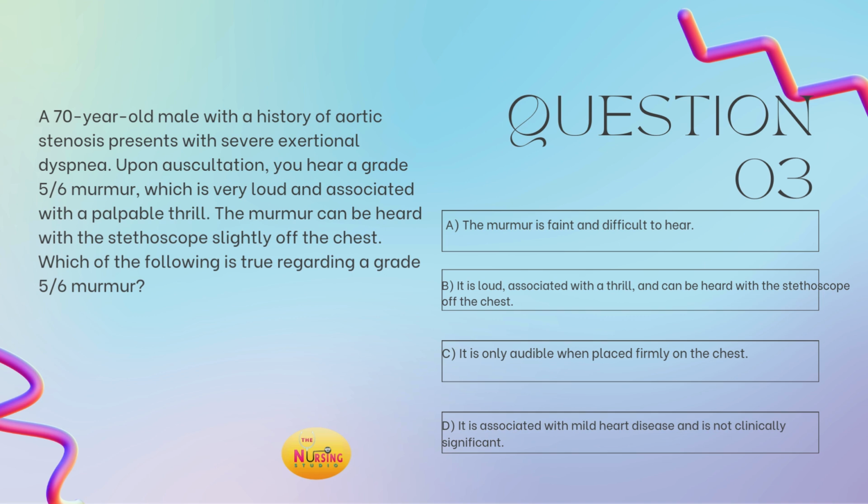All right, so stem of the question: which of the following is true regarding a grade 5 or 6 murmur? And the best answer is B. It is loud, associated with a thrill, and can be heard with the stethoscope off the chest.